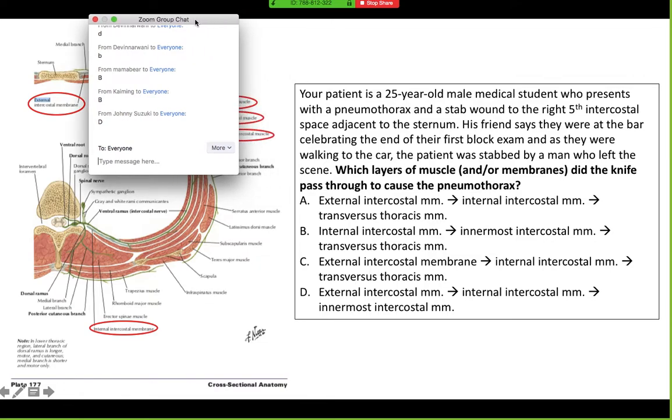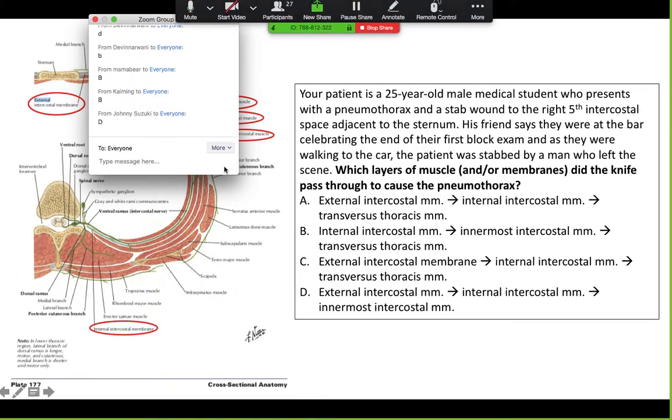So your patient is a 25-year-old male medical student who presents with a pneumothorax and stab wound to the right fifth intercostal space adjacent to the sternum. His friend says they were at the bar celebrating the end of their first block exam, and as they were walking to the car, the patient was stabbed by a man who left the scene. Which layers of muscle and or membranes did the knife pass through to cause the pneumothorax?